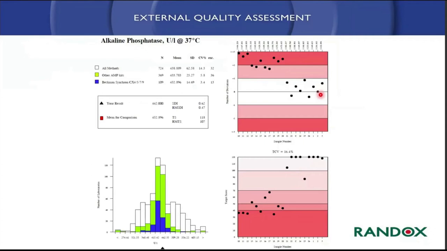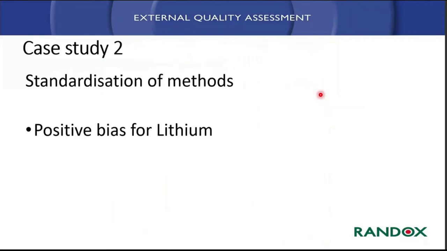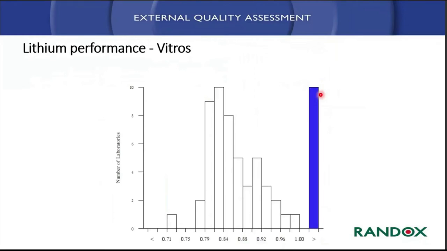So that was one case. We also see many situations where we look at standardizations. In this case, this isn't specific to an individual lab, but to an instrument group. Here we have lithium being measured on a Vitros system, represented by the bar. We have the wet chemistries with a mean and 1-2 standard deviations, and basically the whole of the Vitros group were showing a positive bias.